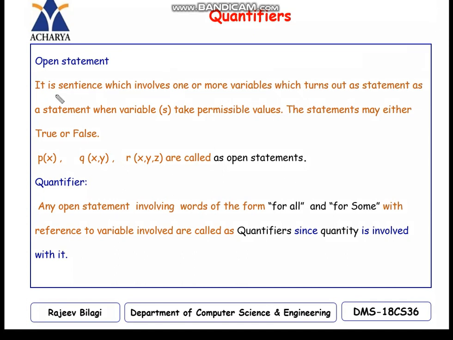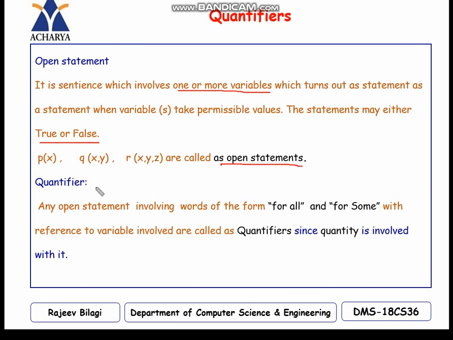An open statement is a sentence which involves one or more variables, which turns out as a statement when the variables take permissible values. So these statements may be either true or false. We have seen the examples. In the previous examples, p of x, q of x comma y, r of x comma y comma z are called open statements.